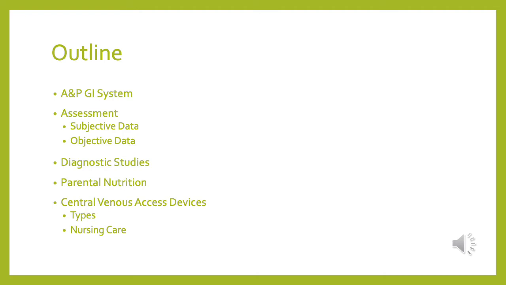In this presentation, we're going to be going over the general anatomy and physiology of the GI system. Then we're going to head over to assessments for both subjective and objective data. We're going to check out some diagnostic studies for the GI system. We're going to talk about parenteral nutrition, both TPN and PPN. And then we're going to finish up with central venous access devices, the different types, and the nursing care that's associated with them.